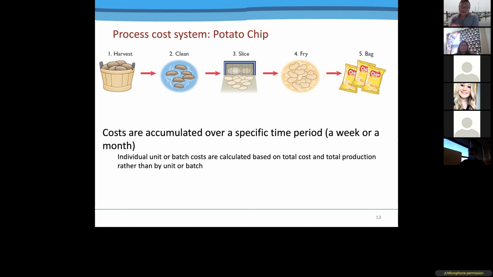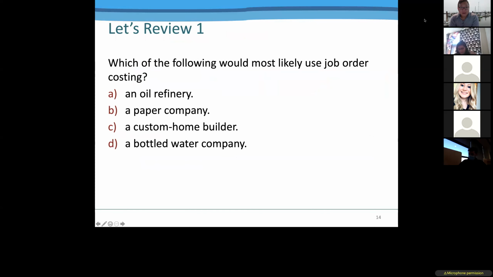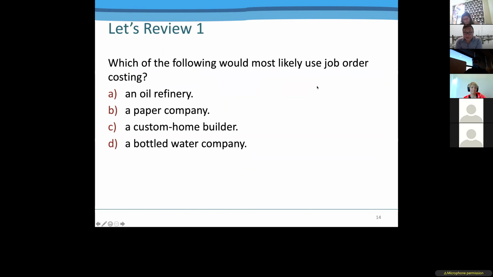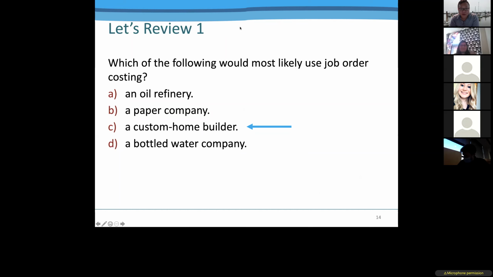Do you see the difference between the job order system versus the process cost system? If you understand, please give me a thumbs up. Okay, that's pretty good. If you have any questions, make sure you let me know.